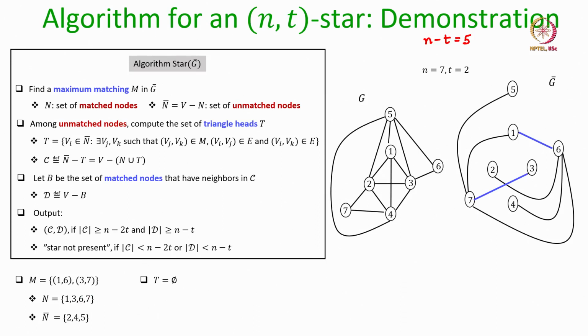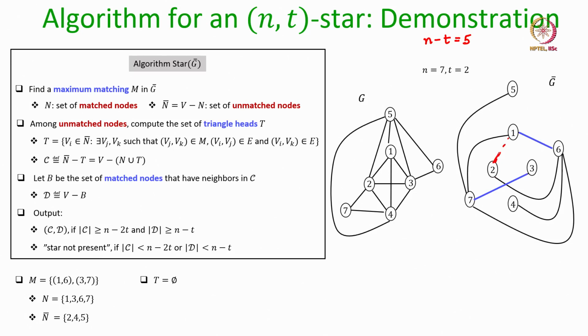Now, let us see whether we have any triangle head. Triangle head means all the unmatched nodes which have an edge with the endpoints of a matching in the maximum matching. That means, which have neighbors in the collection N. In this case, we do not have any triangle head. So, for instance, 2 is not a triangle head, because 2 does not have an edge with 3, 2 does not have an edge with 7, 2 does have an edge with 6, but 2 does not have an edge with 1. So, that is why 2 does not constitute a triangle head.